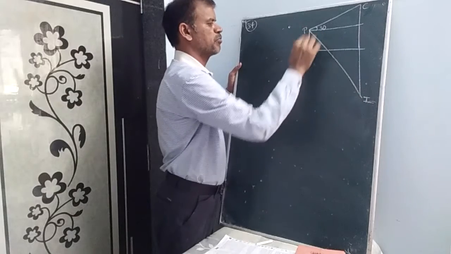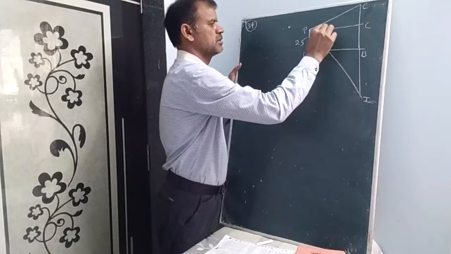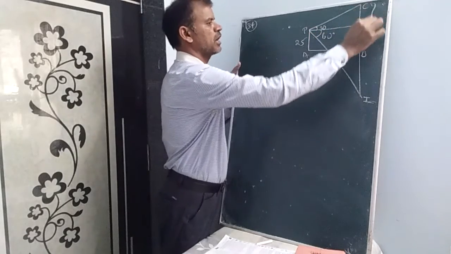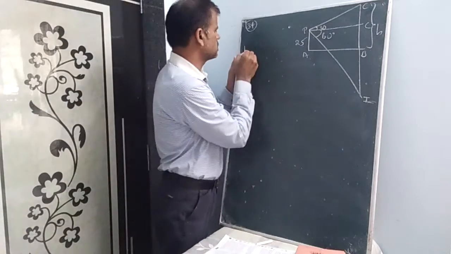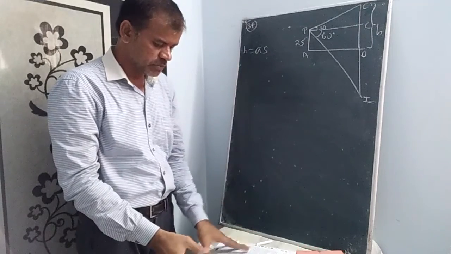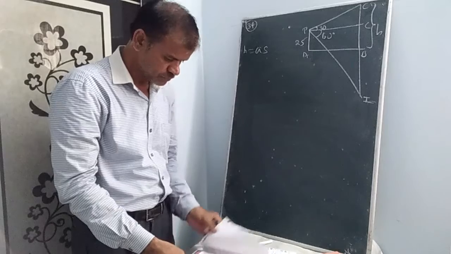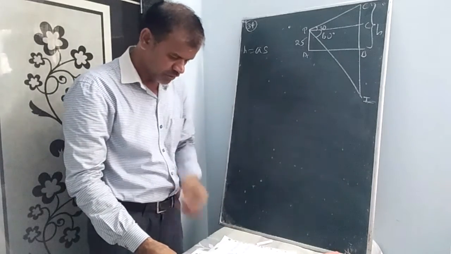Mark the points A, B, C like this. This is 60 degrees. We need to calculate the height of the cloud from the water level. So H is equal to... we have discussed the formula, the concept and the proof also, which I mentioned on page number 179.